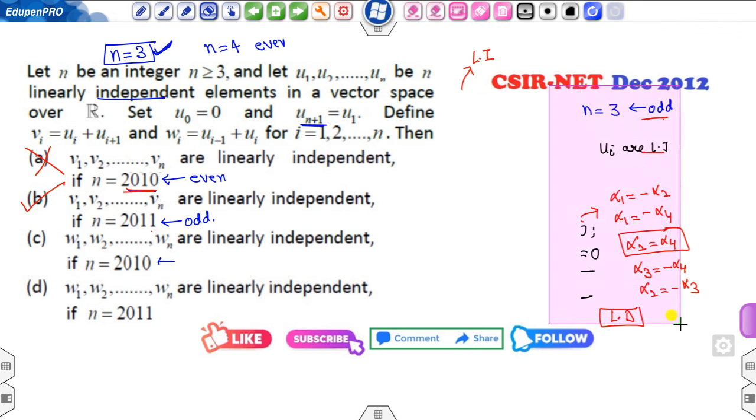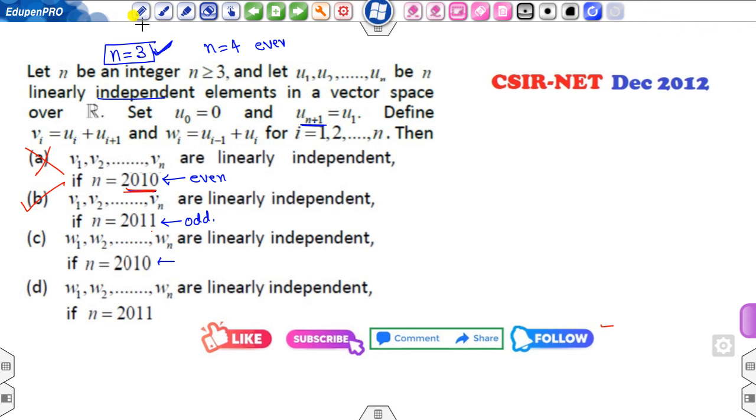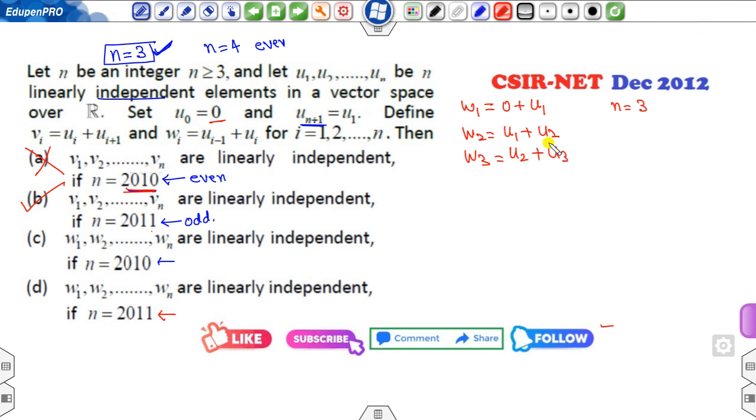Let's look at the second case for the w. How can you define the w? Firstly, I can take n as 3. Again, there are the even and odd cases. What is u1? u0 is 0 plus u1. This is u1, u2. w3 is u2, u3.